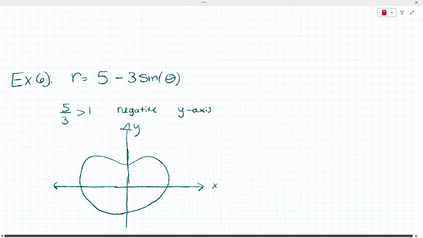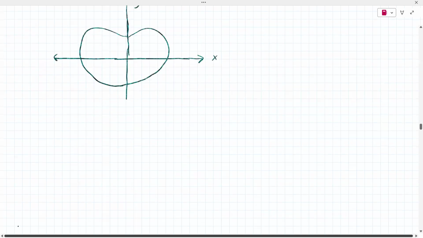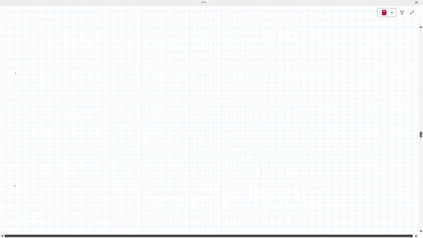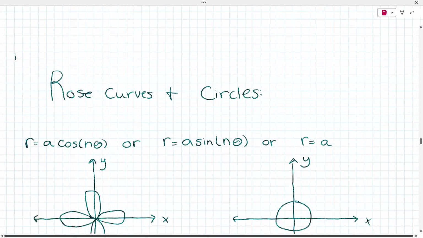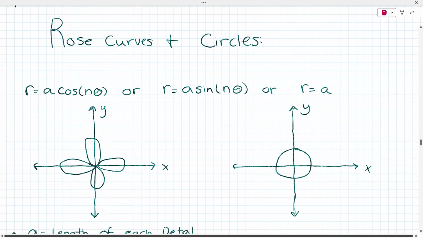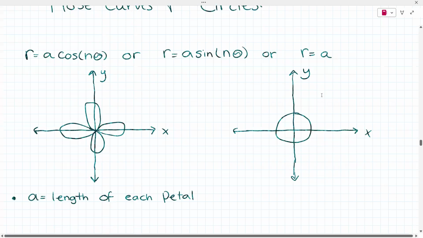Okay, so now let's move on to rose curves and circles. So rose curves would look something like this. You can have one petal, four petals, etc. So you know you have a rose curve when you have an equation in the form of r equals a cosine of n theta, or r equals a sine of n theta. And you have a circle when it's r equals a. And a is the length of each petal.